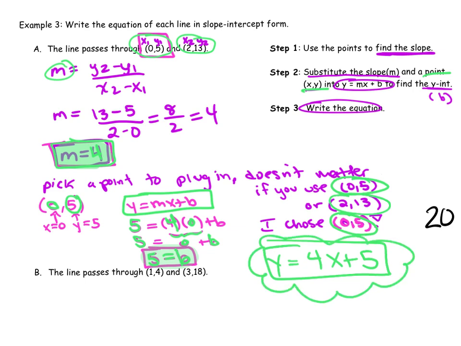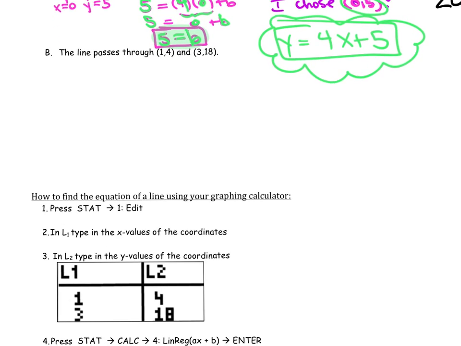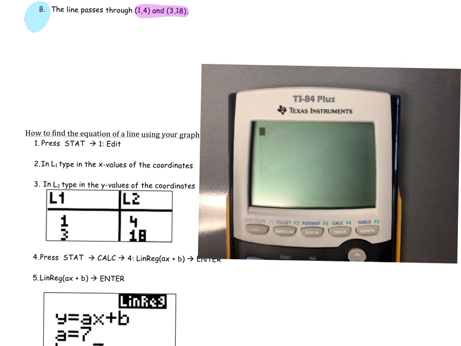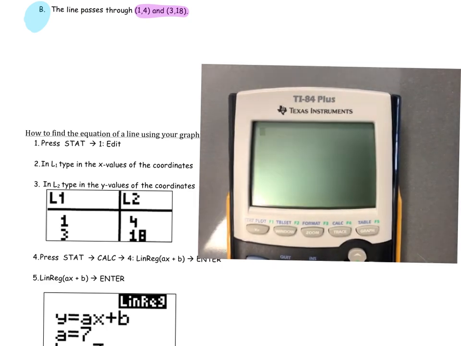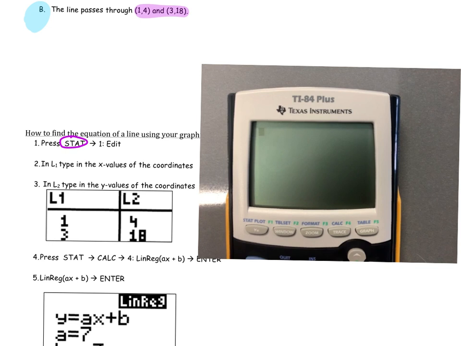Okay, now I'm going to show you guys how to actually do this in the calculator. So we're going to do part B together, and it's going to be done in the calculator. So make sure you follow along closely here. Get out your calculators. Okay, so I have my calculator on, and we're going to follow the steps here. We're going to press Stat and then Edit. So remember the Stat button.